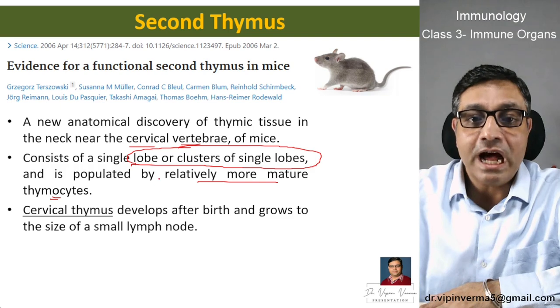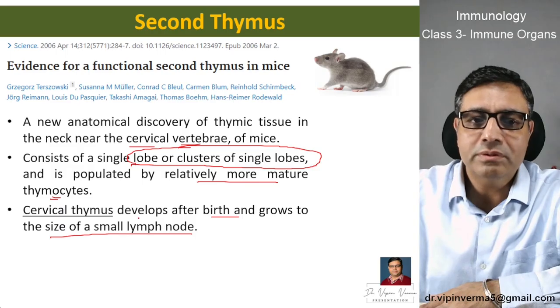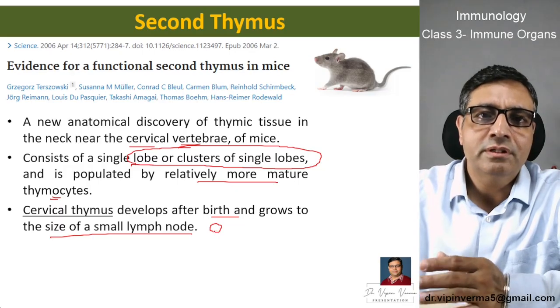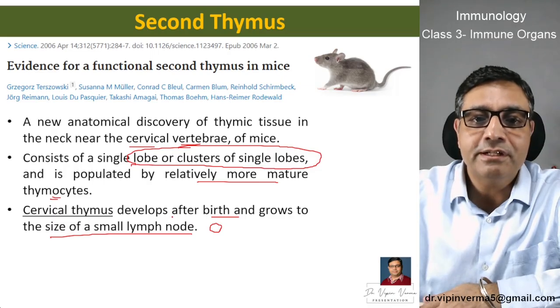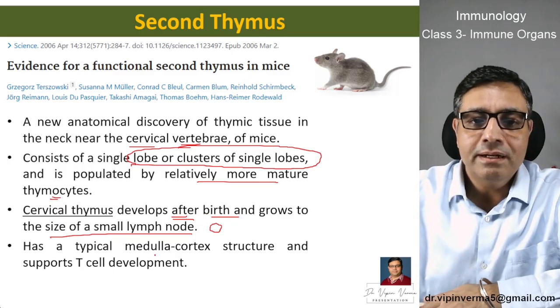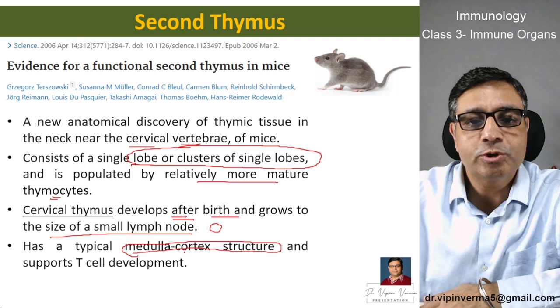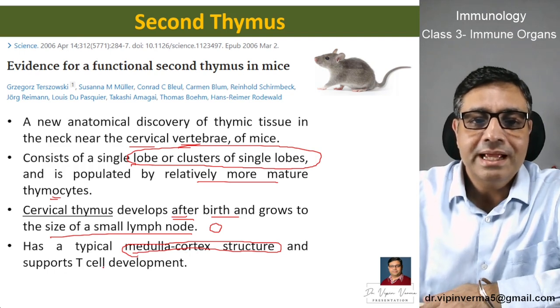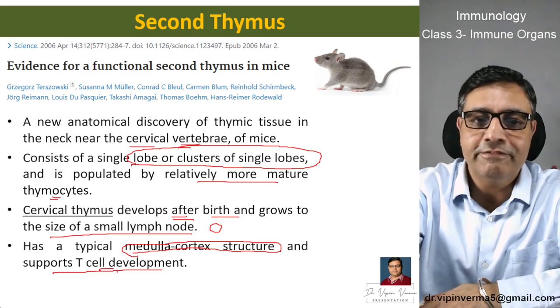The cervical thymus develops after birth and grows to the size of a small lymph node. So it is just a very small lymph node size structure, and it develops after birth. Important is that it develops after birth, and it has a typical medulla cortex structure, because our thymus also has the cortex and the medulla structure, so it also has a medullary cortex structure, and it also supports T cell development. So their role is also to support T cell development.